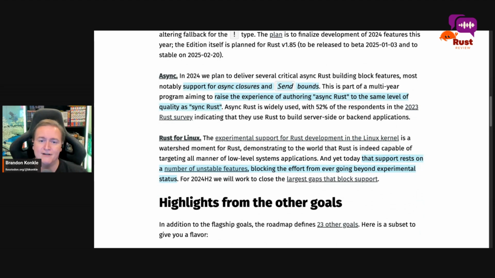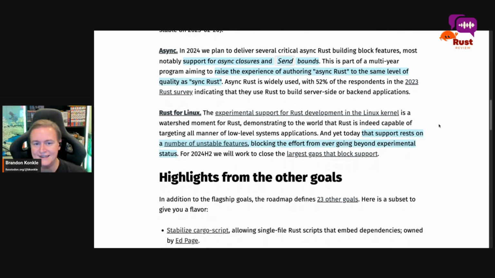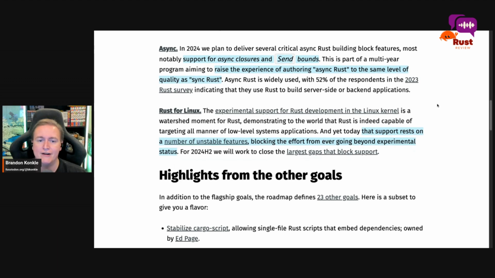For the async support, they're focusing a lot on async closures, which are the inline functions, and they're a little bit tricky for async right now. And then they're also going to, like I said, raise the experience of authoring async Rust to the same level of quality as sync Rust, because async is now widely used. In the 2023 Rust survey, more than 50% of respondents indicated that they use Rust to build server-side or back-end applications where async is often a primary concern or requirement.